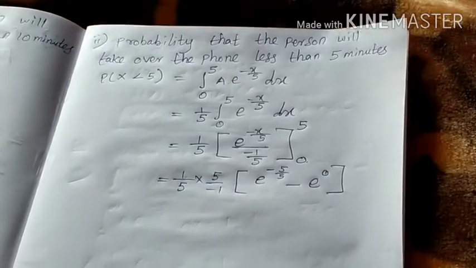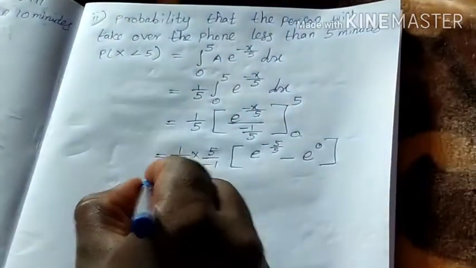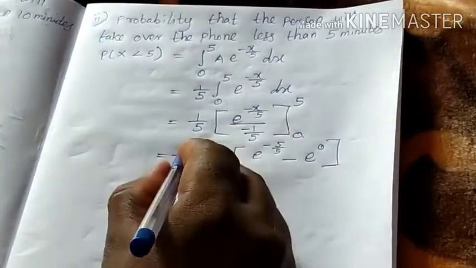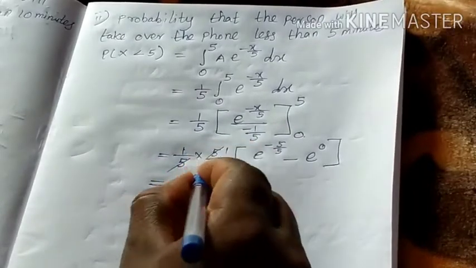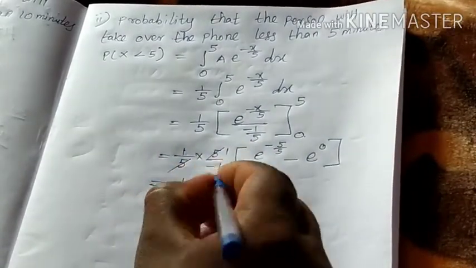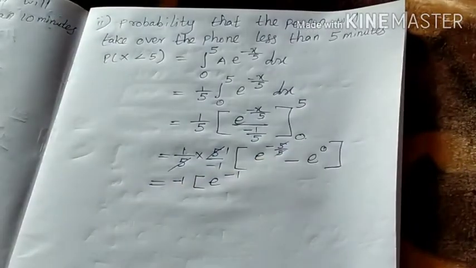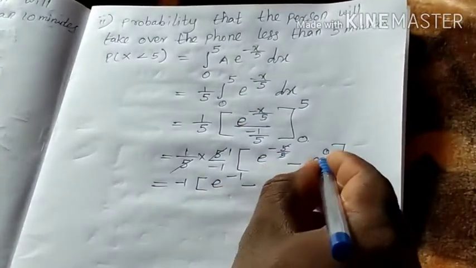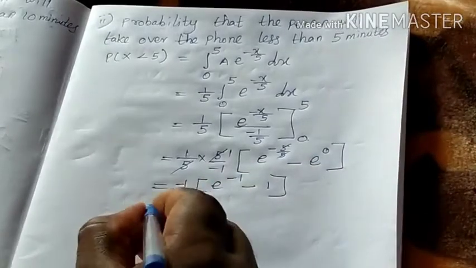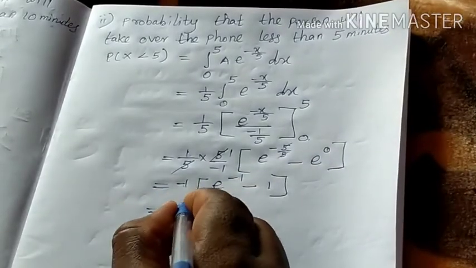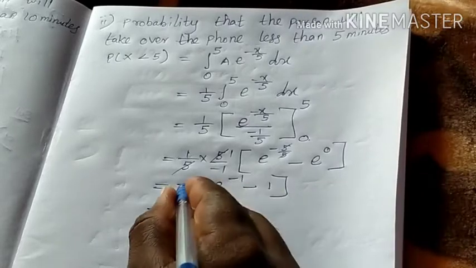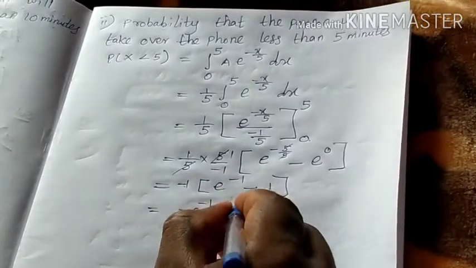Have you understood? Okay. Using the cancellation, 1 5s are 5, 1 5s are 5. Okay, 1 1s are 1, so minus 1 into e power minus 1, okay, minus e power 0 is 1. It is equal to, multiplying minus inside, we get minus e power minus 1, minus into minus plus 1. 1 1s are 1.